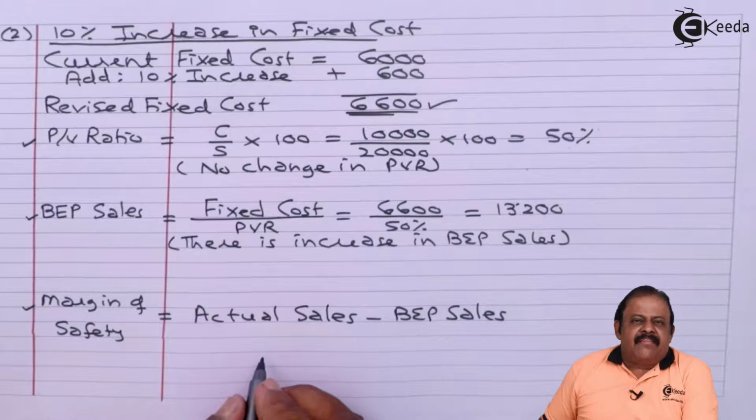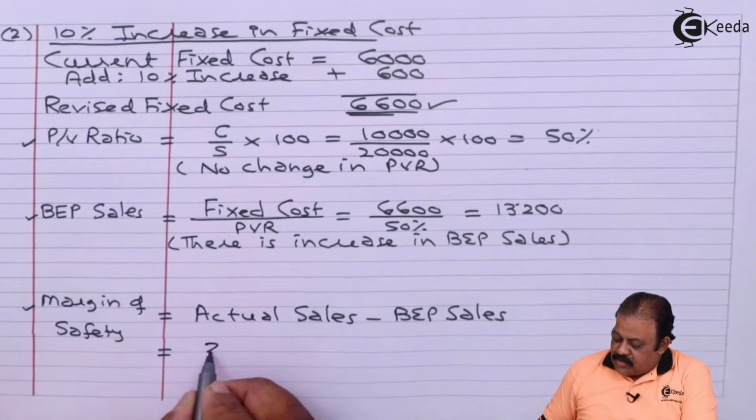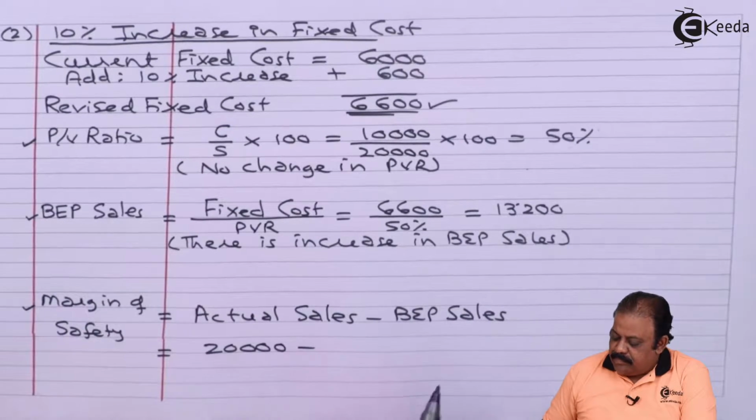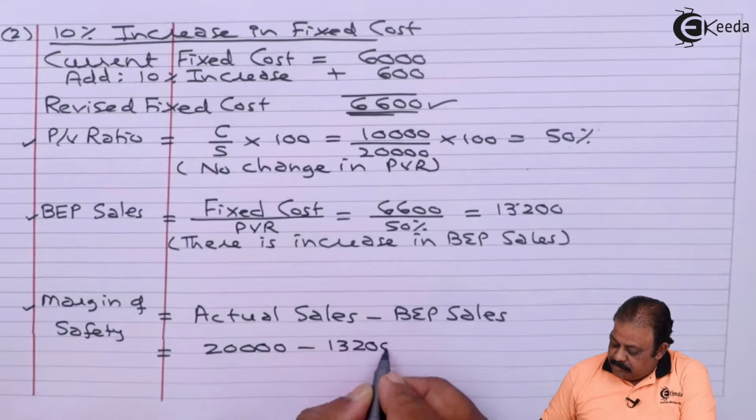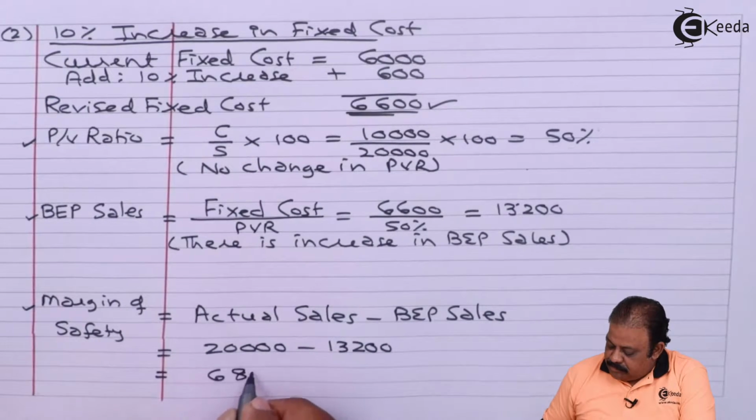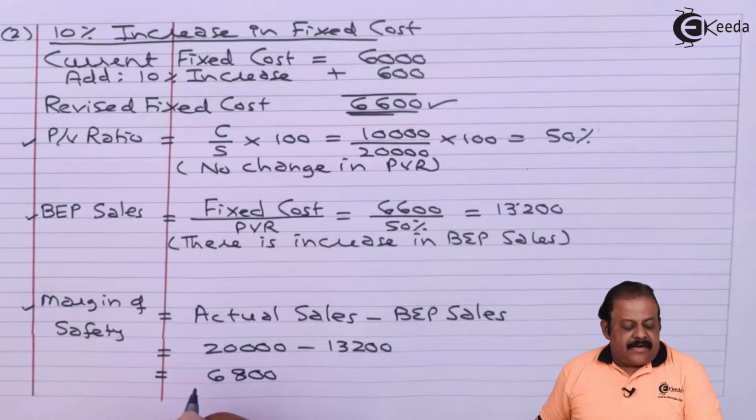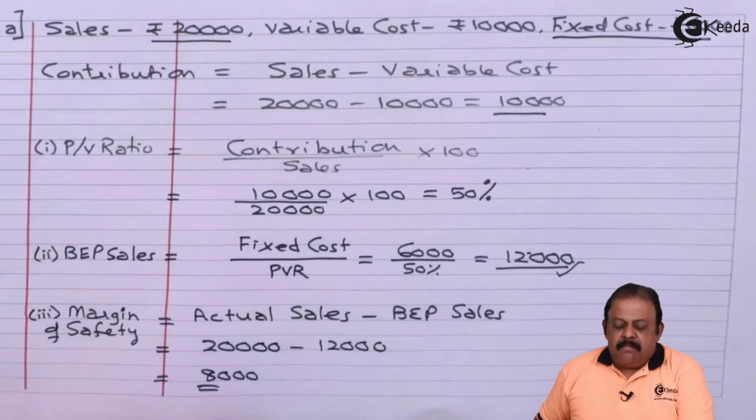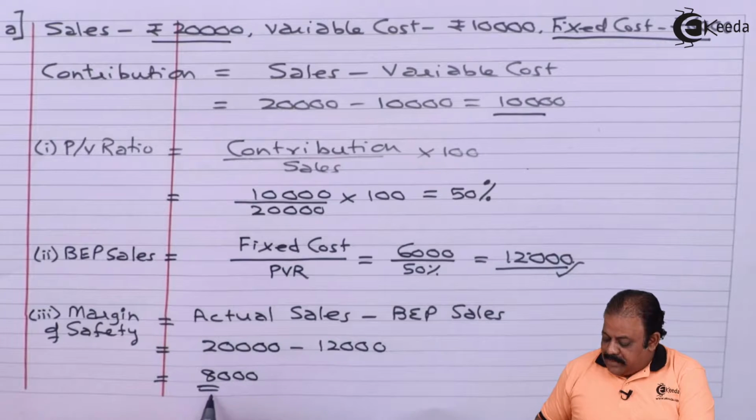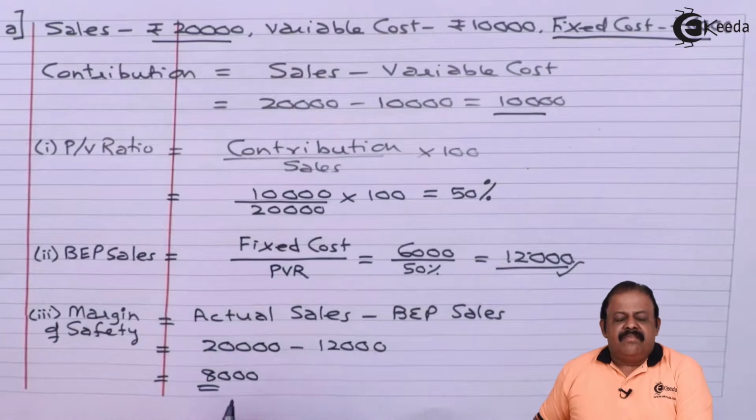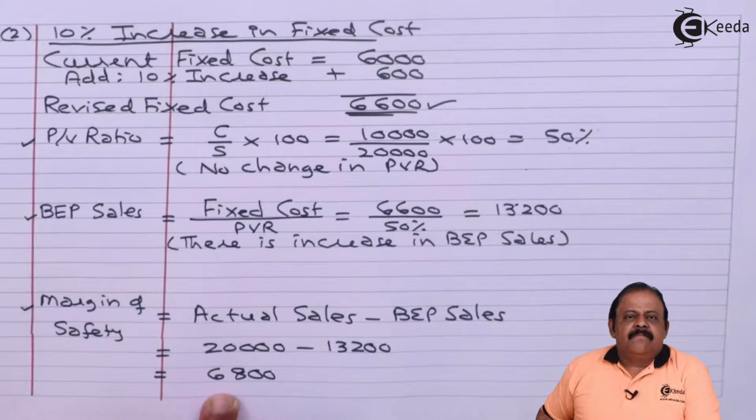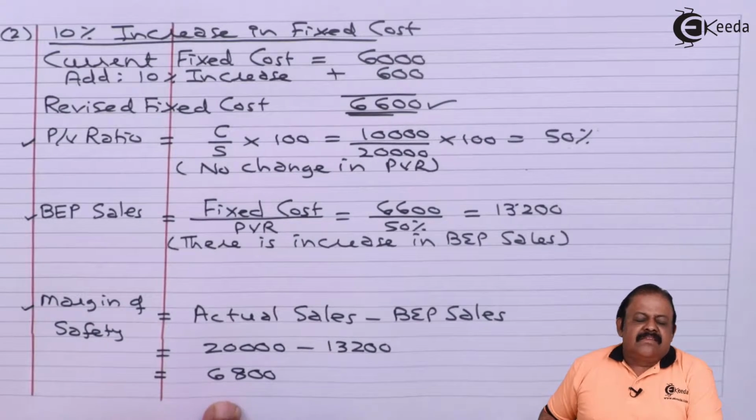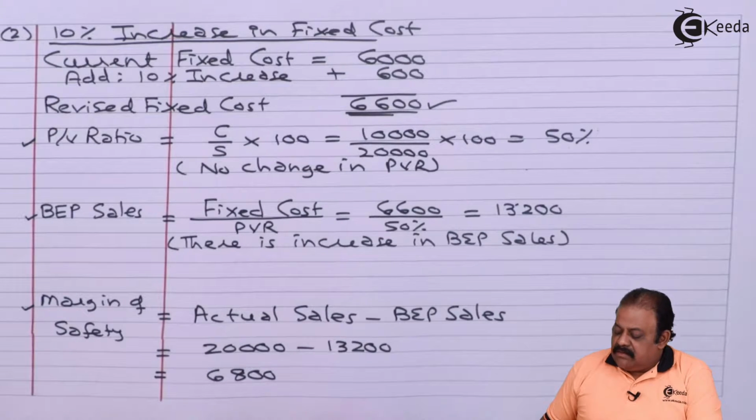Actual sales minus break-even point sales. Actual sales 20,000. Break-even point sales 13,200. So it is 6,800. Original margin of safety was rupees 8,000. Now revised margin of safety is 6,800. It means there is a decrease in the amount of margin of safety because of the increase in fixed cost.